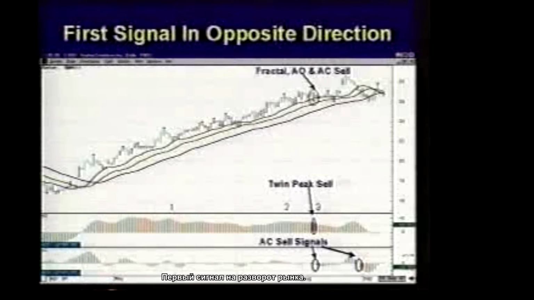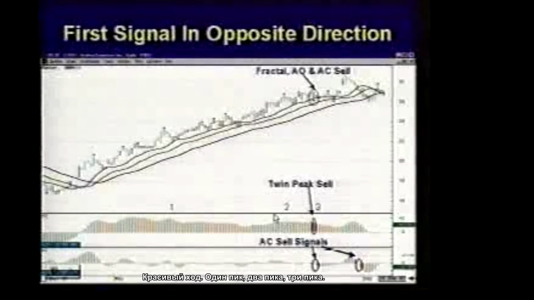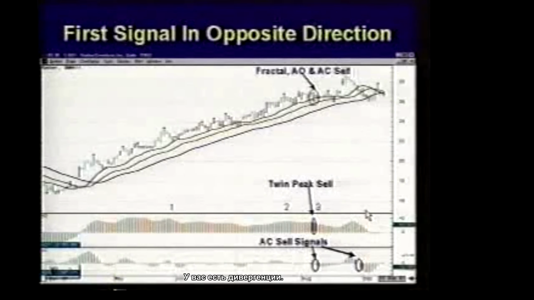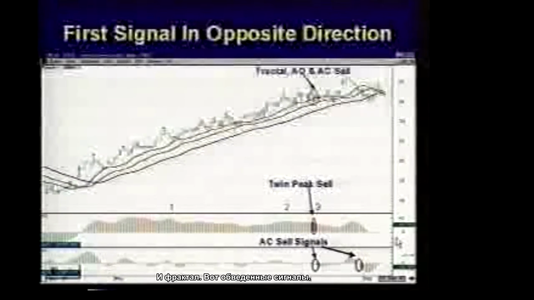First signal in the opposite direction, and this is on Harley-Davidson. This is a stock chart. Notice this long move. This was a beautiful move. One peak, two peaks, three peaks. So you've got a divergence, you've got an AO sell, an AC sell, and a fractal. Here are the signals I've pointed out at these circled parts.